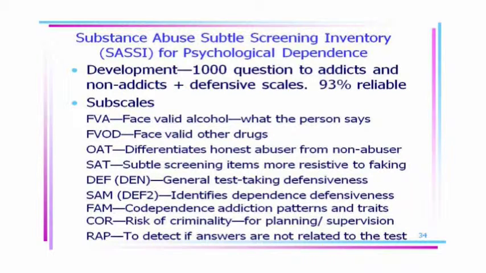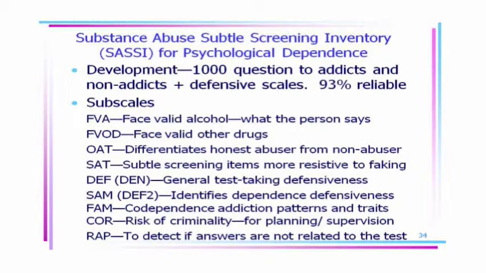The FVA is called the face value of alcohol. These are questions that they're asked about their alcohol use. They're really direct questions, like, have you had drinks with lunch? How many times have you had drinks with lunch? So they're very direct questions about alcohol. And then the FVOD is the face value of other drugs. That has to do with their drug use. Again, very direct questions. The rest of these questions are very subtle.